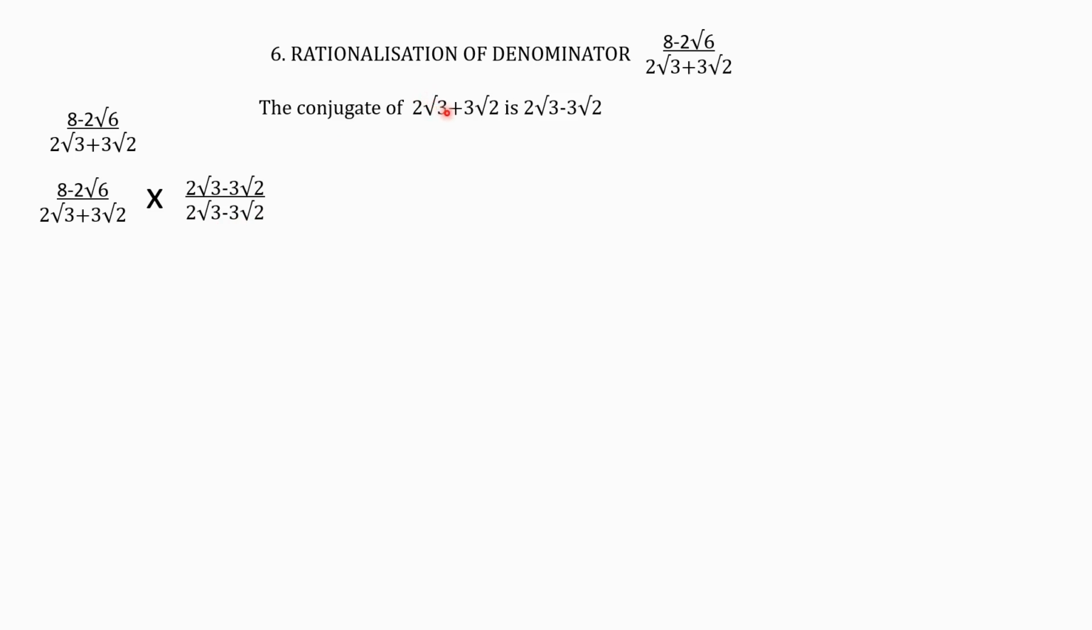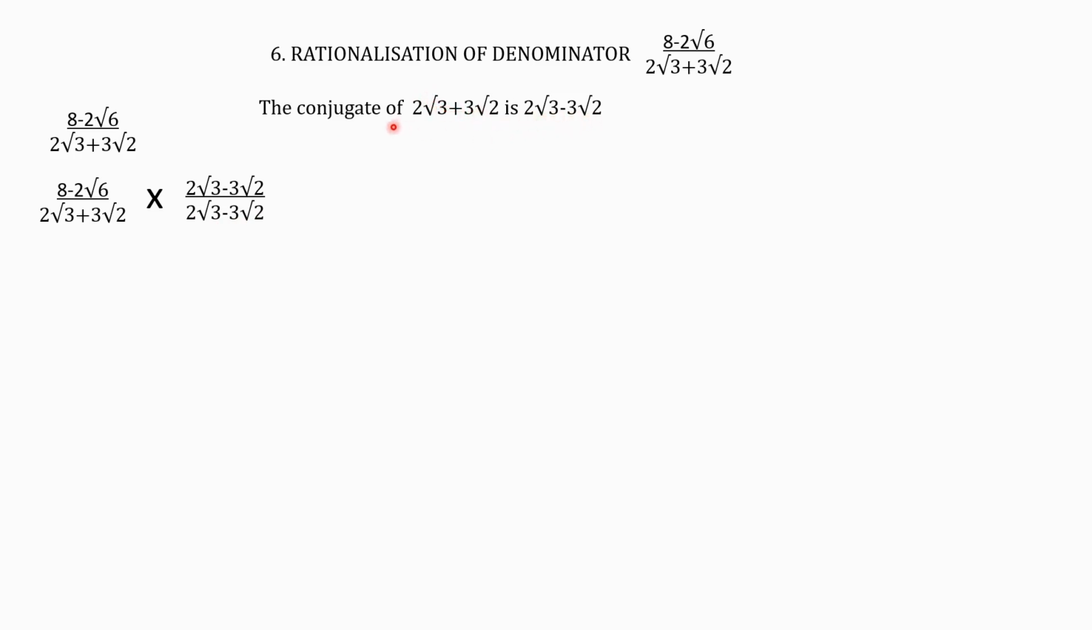To rationalize the denominator of the fraction (8 minus 2 root 6) by (2 root 3 plus 3 root 2), we need to eliminate the square root in the denominator. To do this, we will multiply both the numerator and denominator of the fraction by the conjugate of the denominator, which is 2 root 3 minus 3 root 2. Please note that the conjugate of 2 root 3 plus 3 root 2 is 2 root 3 minus 3 root 2.